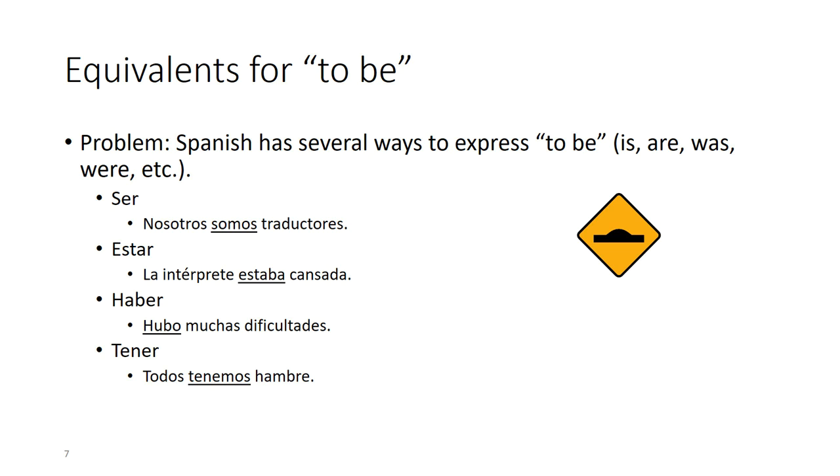So when it comes to expressing equivalence of to be, is, was, are, right? The problem is that Spanish has several ways to express all these forms, is, are, was, were, etc. So you have the verb ser, as in nosotros somos traductores. You have obviously the verb estar. La intérprete estaba cansada. You have haber, which can also mean there is, there are. Hubo muchas dificultades. And in many cases, tener. So the equivalent for to be could be tener. Todos tenemos hambre. The English equivalent there would be we are all hungry. So expressing to be in Spanish is our first speed bump because there are at least 4 different forms.